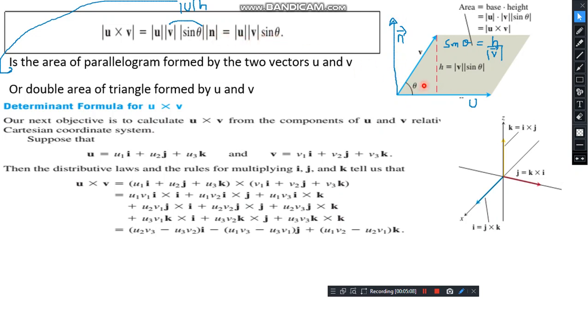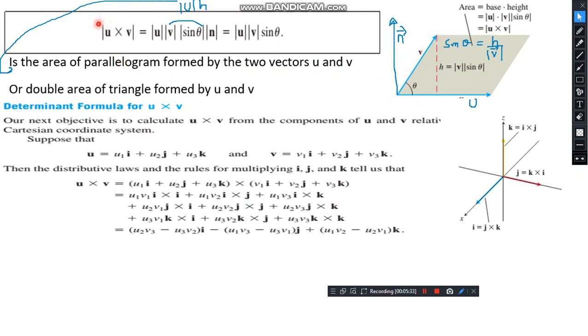We know that sine theta here is equal to height over the norm of v. So what will be the height? It will be the norm of v times sine theta. So the norm of v times sine theta is the height, times the norm of u. If you have a parallelogram with two vectors u and v, the height times u is the area of the parallelogram formed by the vectors u and v.